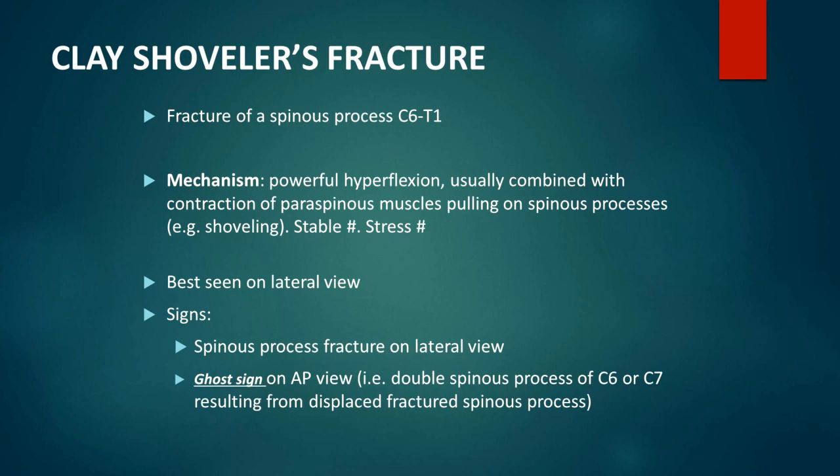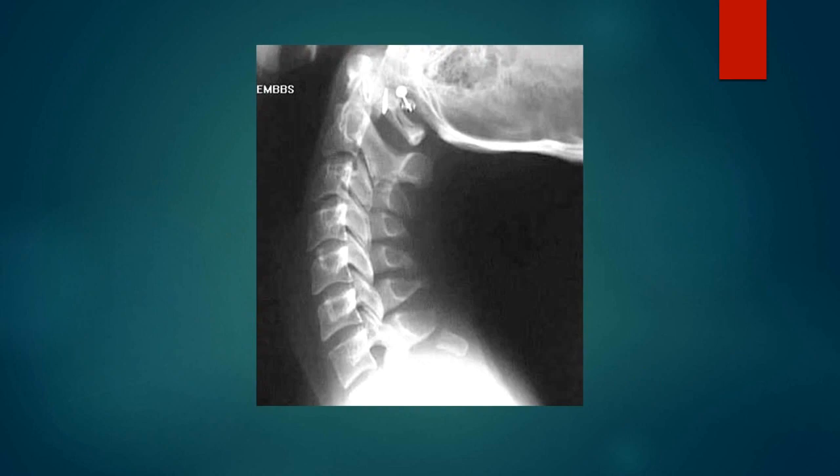They can have this ghost sign on the AP view, meaning you see a double spinous process of C6 or C7 resulting from the fractured spinous process. Not much to do on these. But you can see it down here, there's the fracture.